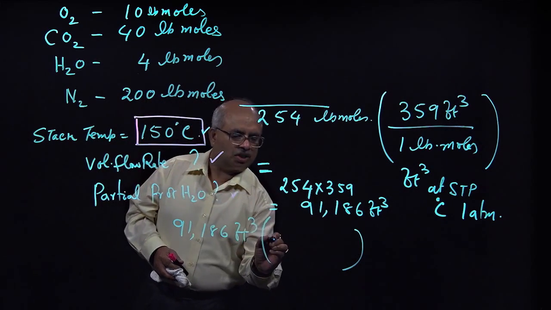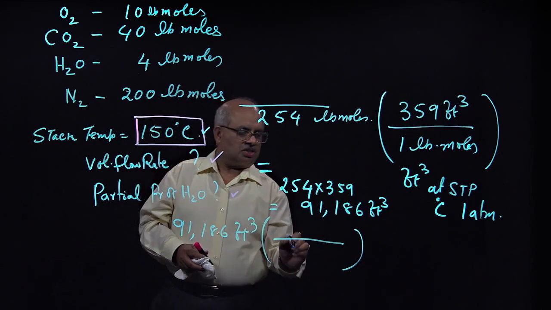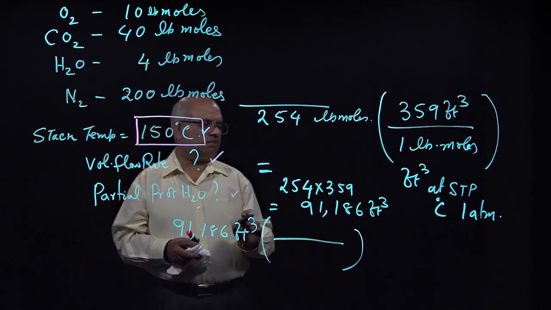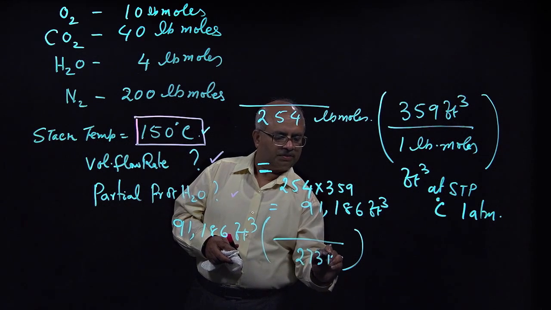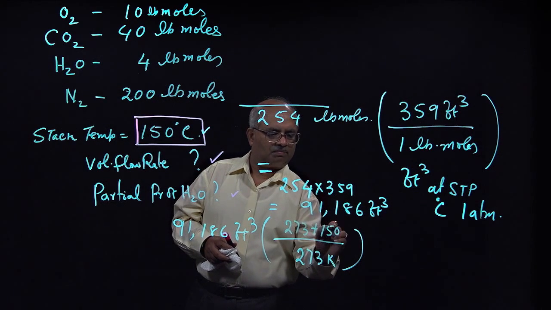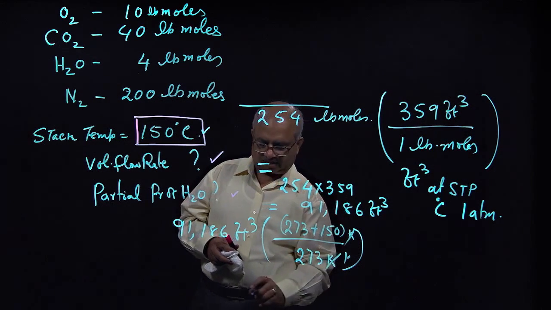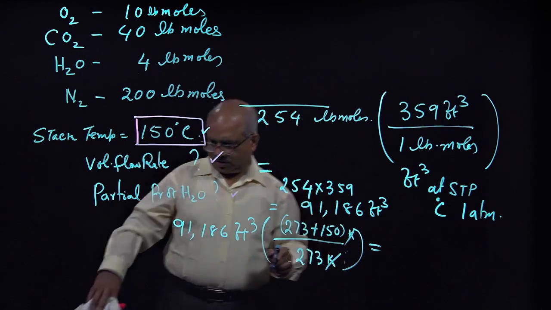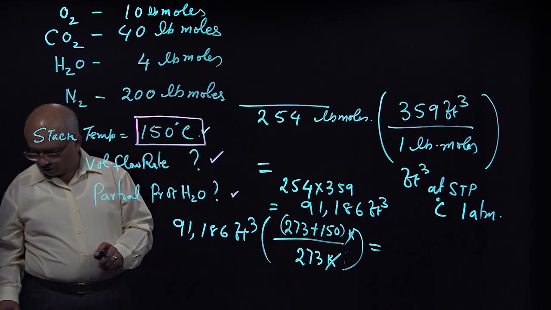The temperature at which we are is 0 degrees Celsius, and we are going to 150 degrees Celsius. Again, we have to convert these into Kelvin whenever we are talking about energy. So we're talking about 273 Kelvin, and now we are going to 273 plus 150, which is 423. Both will be in Kelvin, so the units cancel and you get the volume at 150 degrees Celsius, which is 423 divided by 273.